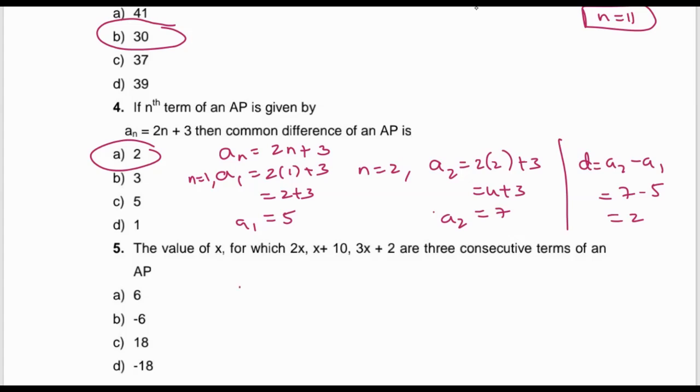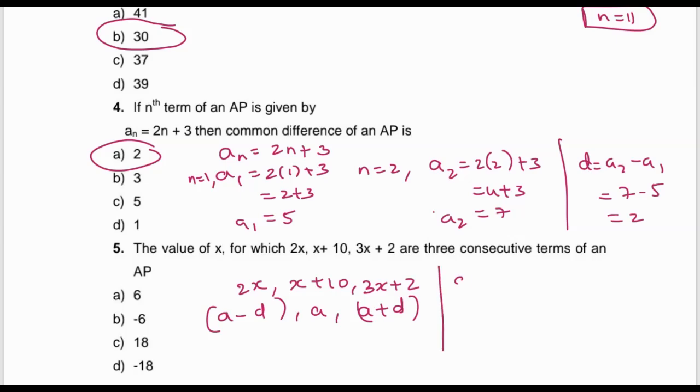Find the value of x if 2x, x plus 10, and 3x plus 2 are in consecutive terms of an AP. So consecutive terms of an AP, we can write in this way: a minus d, a, and a plus d. Or we can do it in this way, find d1.